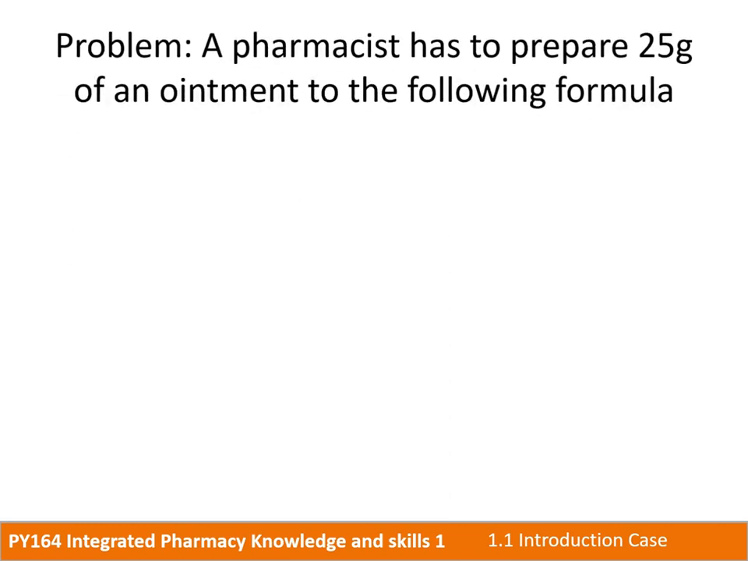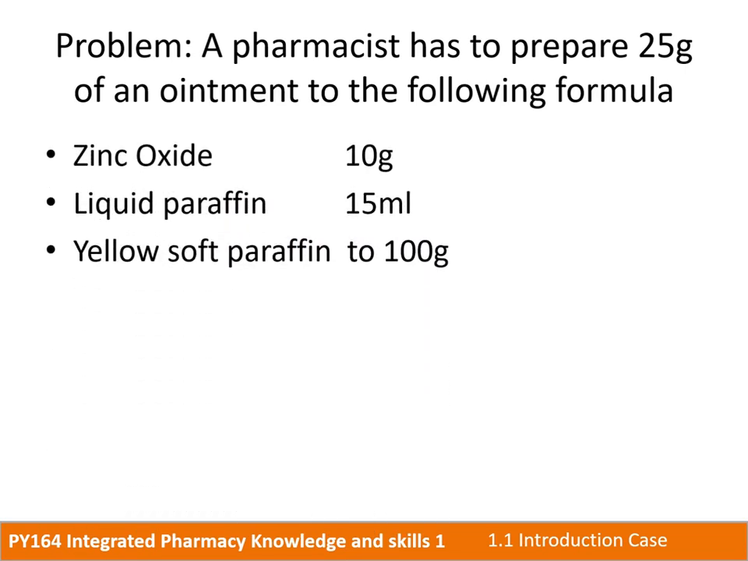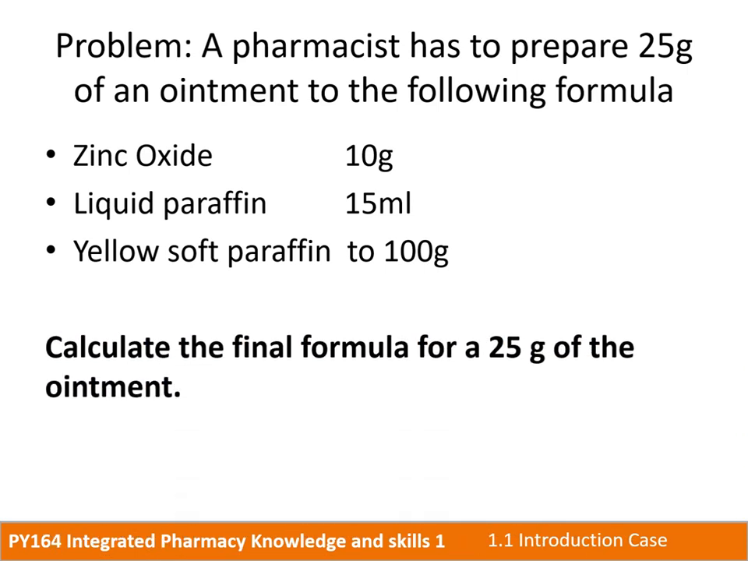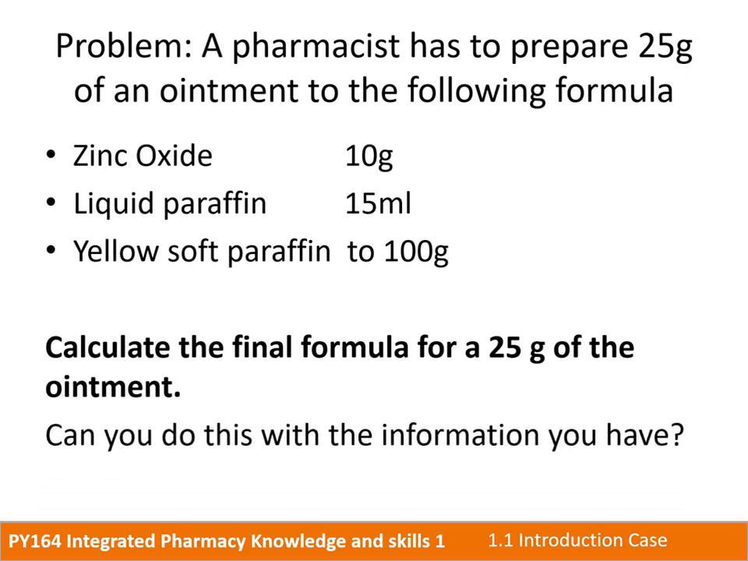So let's imagine you're a pharmacist and you are asked to prepare 25 grams of an ointment, and you're given a formula which looks like this. So you've got zinc oxide 10 grams, liquid paraffin 15 mils, and yellow soft paraffin to 100 grams. So can you do that as it is? Calculate the final formula for 25 grams of the ointment. What do you reckon? Look carefully at these.